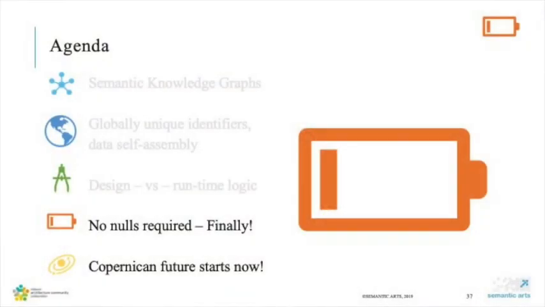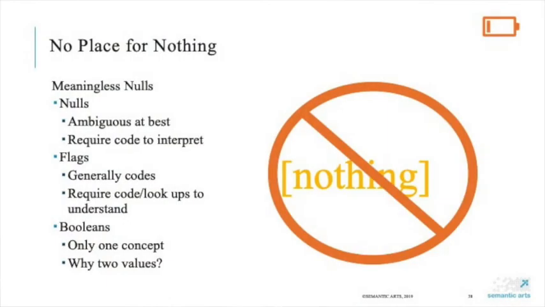So no nulls required. Finally, why would you store nothing? Why do you need a receipt for something you didn't buy? Doesn't make sense, but traditional systems, you have to. Nulls are ambiguous. They require code to interpret them, and who's trying to run queries that include nulls in them? It's a little hard with SQL, isn't it? A little bit tricky. Flags, same kind of thing. The flag itself has no semantic meaning.